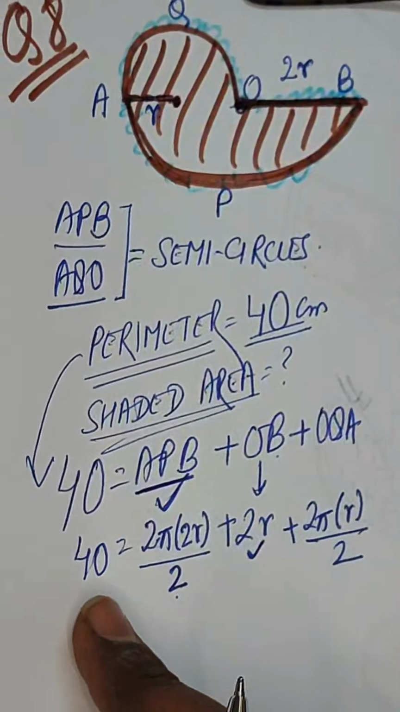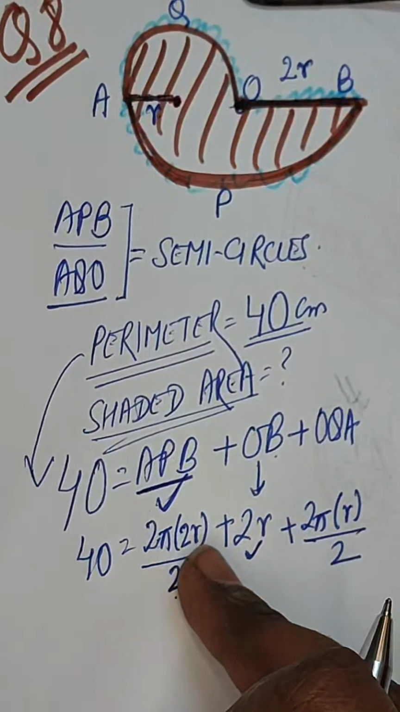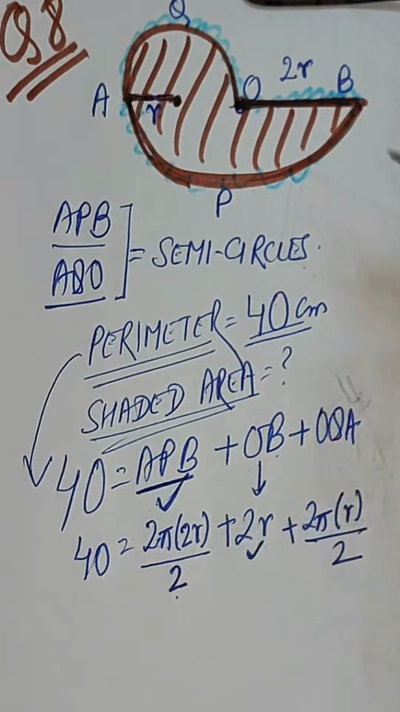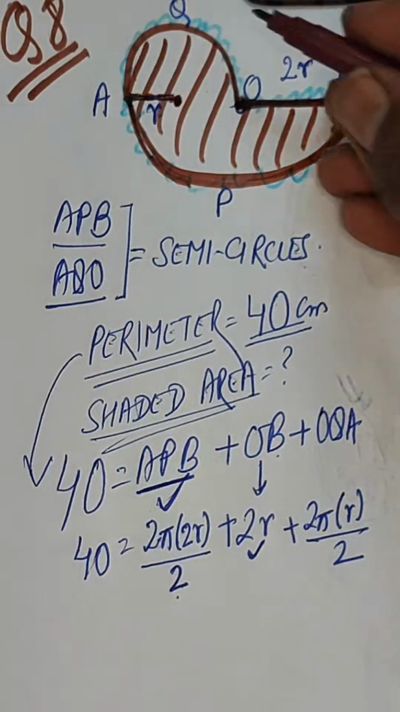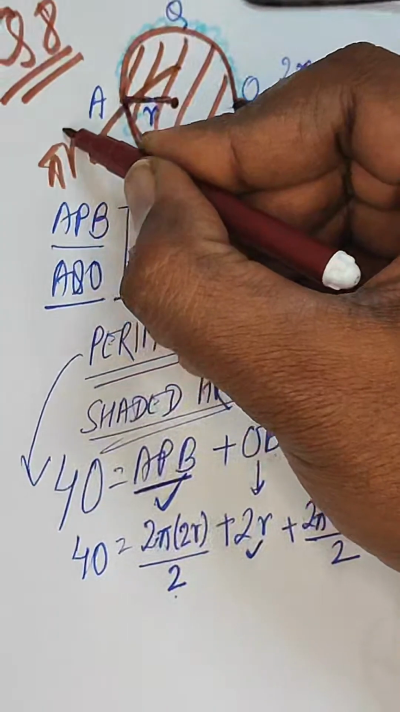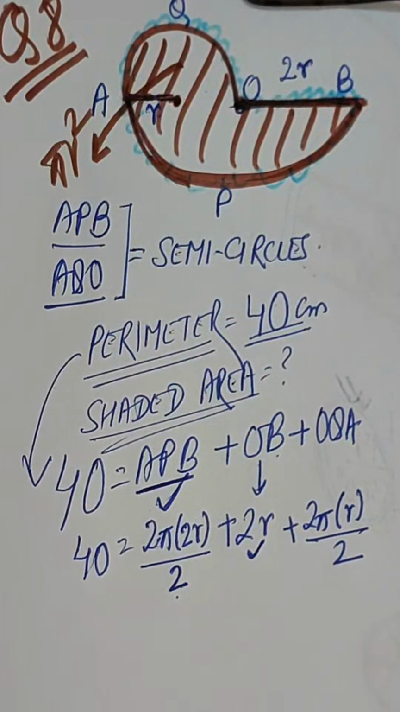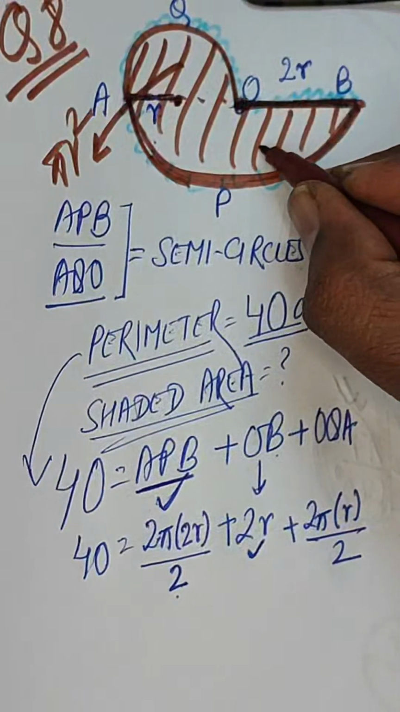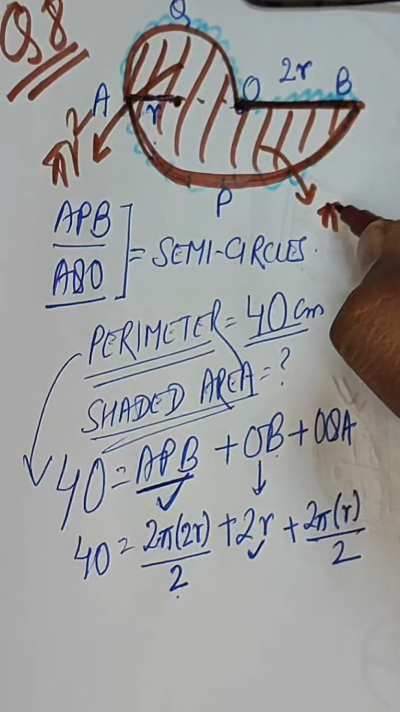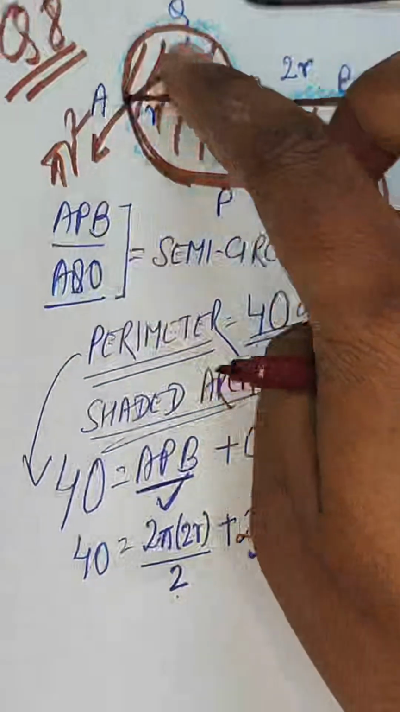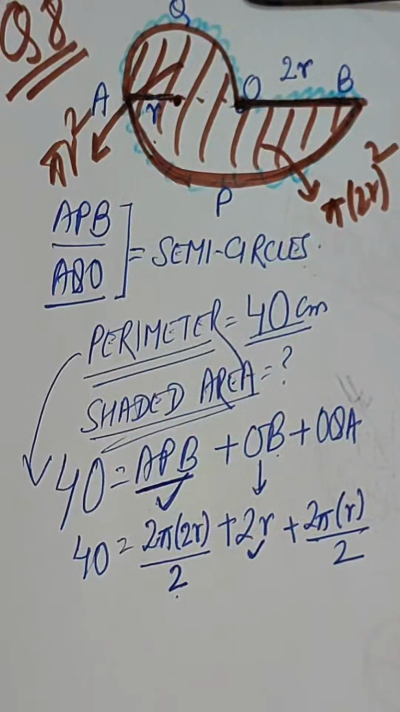My dear friends, there is only one variable over here, r. Calculate the value of r. If you calculate the value of r, then the area of the shaded figure can be easily evaluated. How? The area of this shaded region will be equal to pi r square, and for the bottom, the bigger semicircle, it will be equal to pi into 2r whole square. So just add it, solve, and get your answer, right?